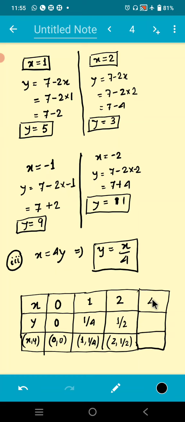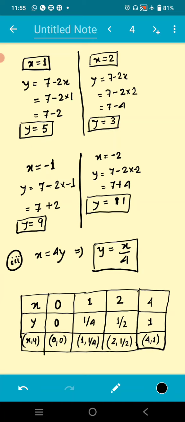And if we keep 4 here, then 4 by 4 is what? It will be cancelled and we will get 1. So if we substitute the value of x with 4, we get the value of y as 1. So the other pair will look like 4 comma 1. So these are the 4 solutions of sum number 3. In the same way you have to do sum number 2 also.